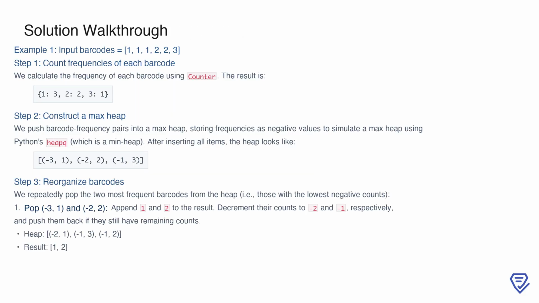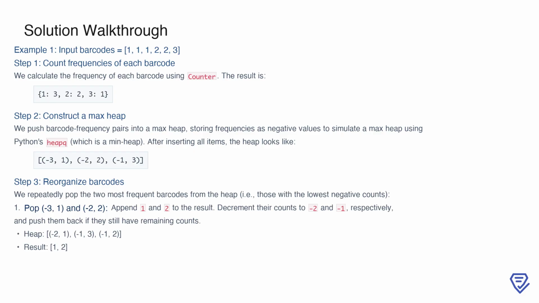In this example, we start with the input barcodes 1, 1, 1, 2, 2, 3. First, we calculate the frequency of each barcode using the Counter class. This gives us a frequency dictionary where 1 appears 3 times, 2 appears 2 times, and 3 appears once. Next, we construct a max heap to manage these frequencies. Since Python's heap module implements a min heap by default, we store the frequencies as negative values to simulate a max heap. After inserting all the barcode frequency pairs, the heap contains (-3, 1), (-2, 2), and (-1, 3).